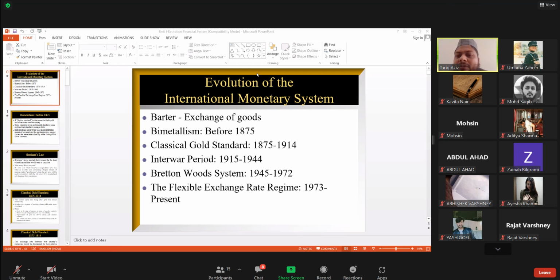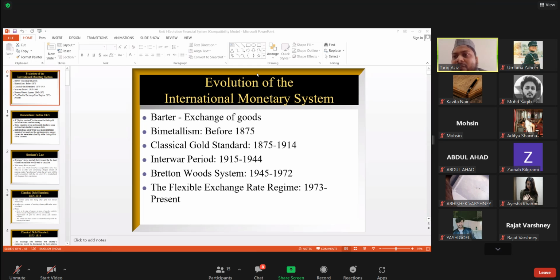But later on, this system continued till 1972, and countries started feeling that the US is not playing a fair game. The US is printing a lot of money and restricting us from printing money.